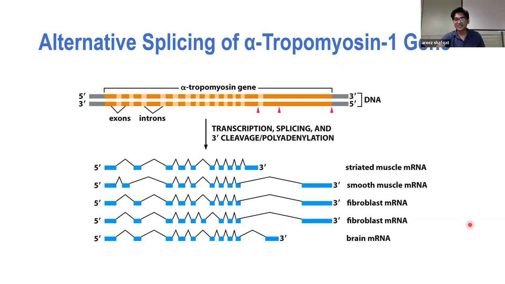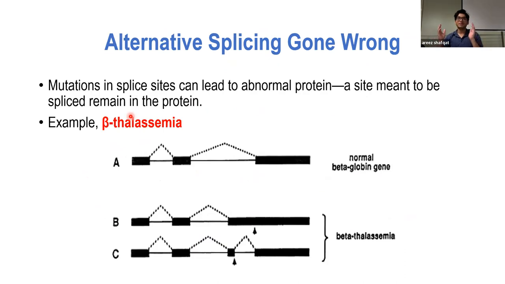So tropomyosin is contained within striated muscle or skeletal muscle. It's contained within smooth muscle. It's contained within fibroblasts, and it's contained within the brain. However, each of them looks different, doesn't it? Their mRNA looks different. And that's because you play with which exons you're joining together. That's another example. These are basically examples to help you understand why alternative splicing is significant from a molecular standpoint for your body. So these are very, very important functions of B cells.